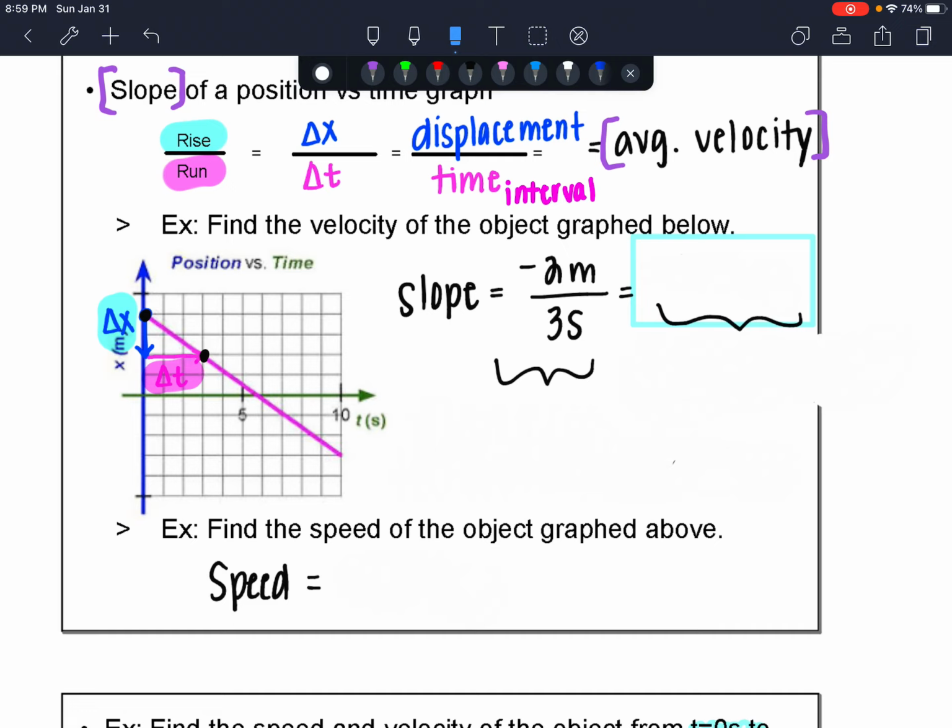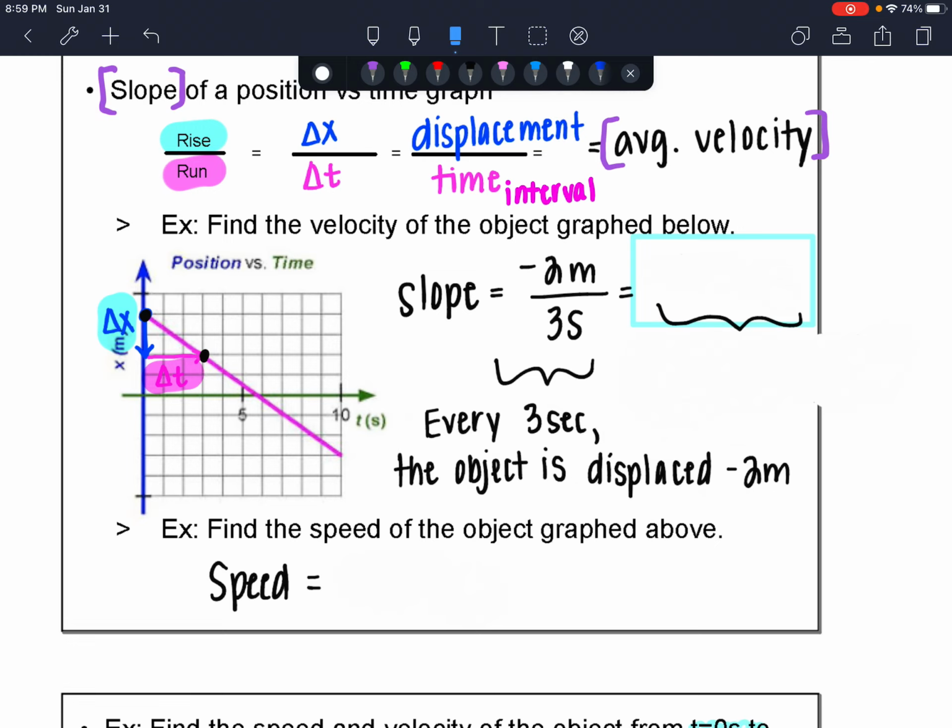So what does this fraction mean? Well, in everyday real-world terms, what this fraction is telling me is that every 3 seconds, the object was displaced negative 2 meters. Hopefully that kind of creates a visual on a number line for you, that every 3 seconds, this object is moving to the left 2 meters.